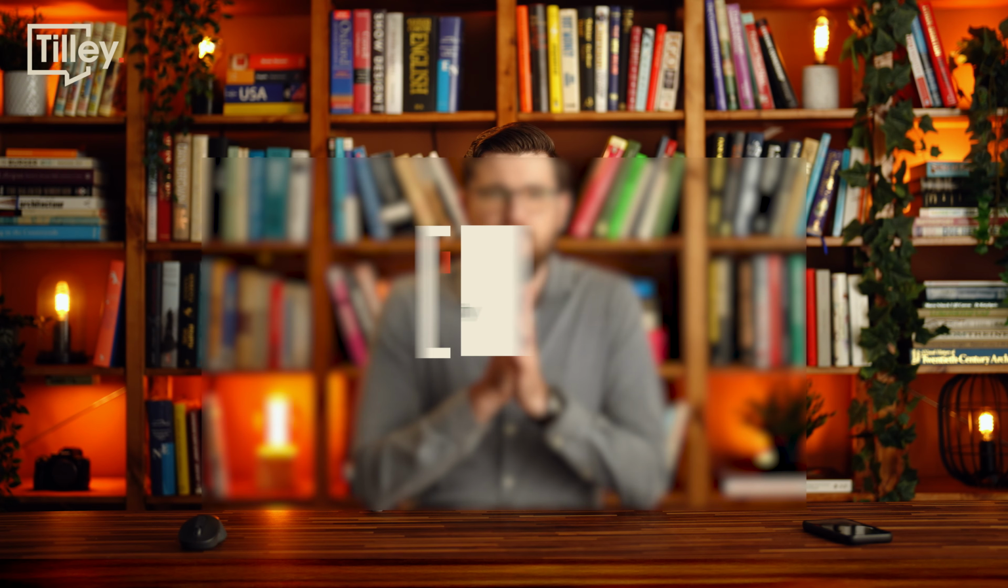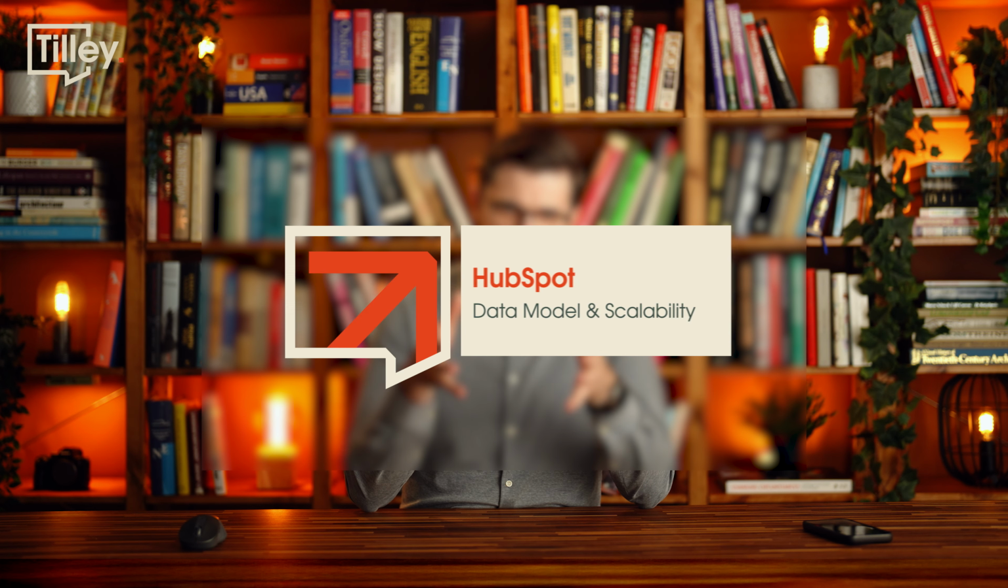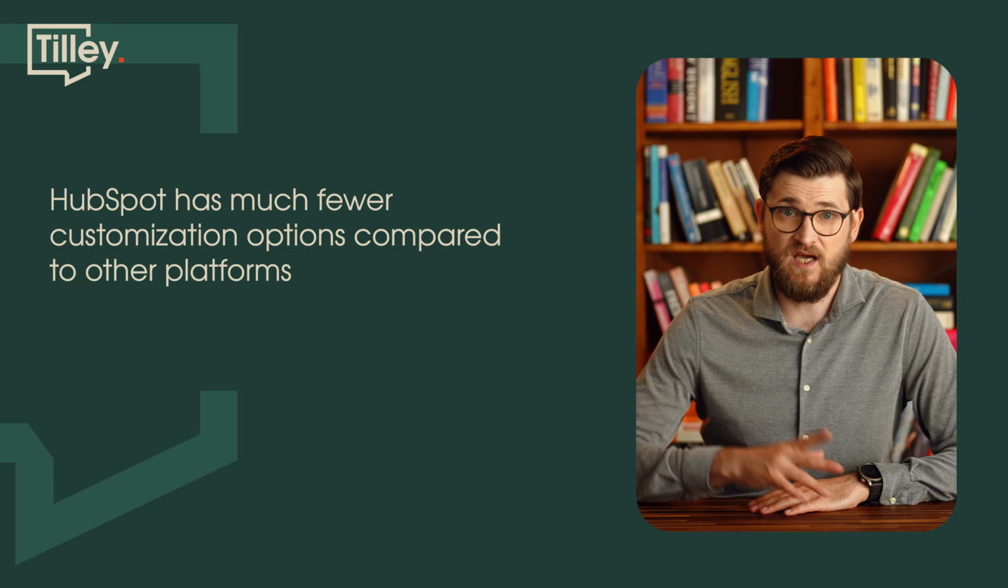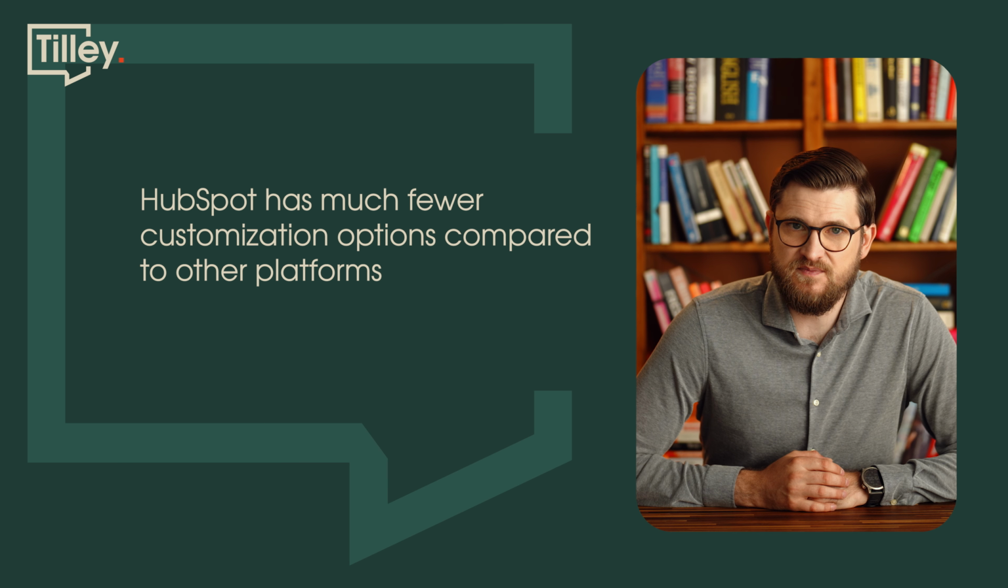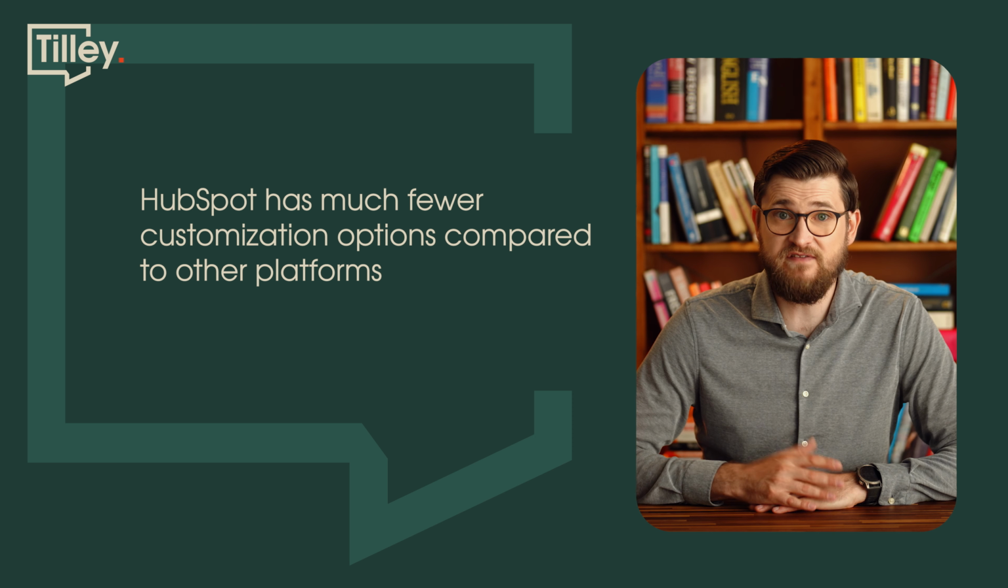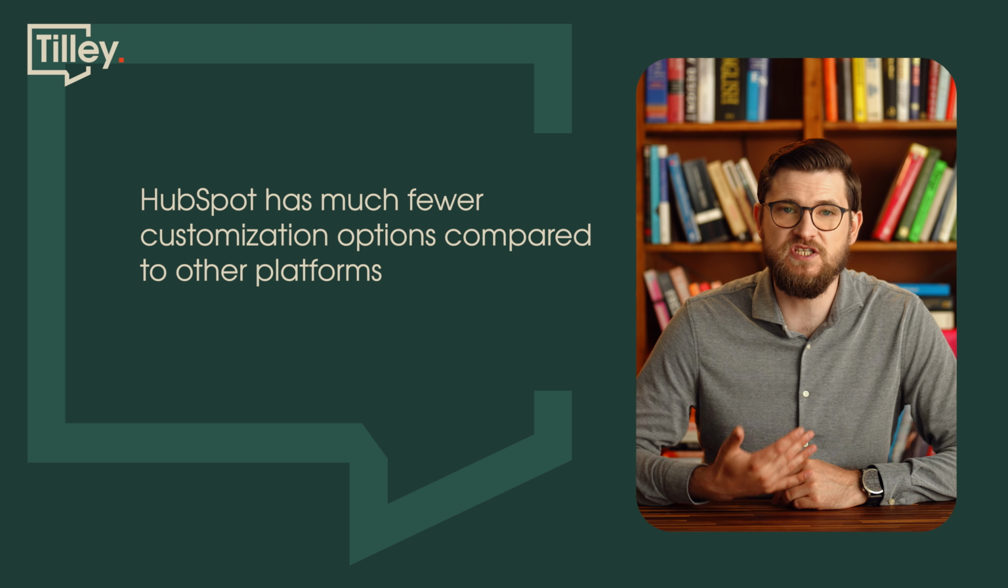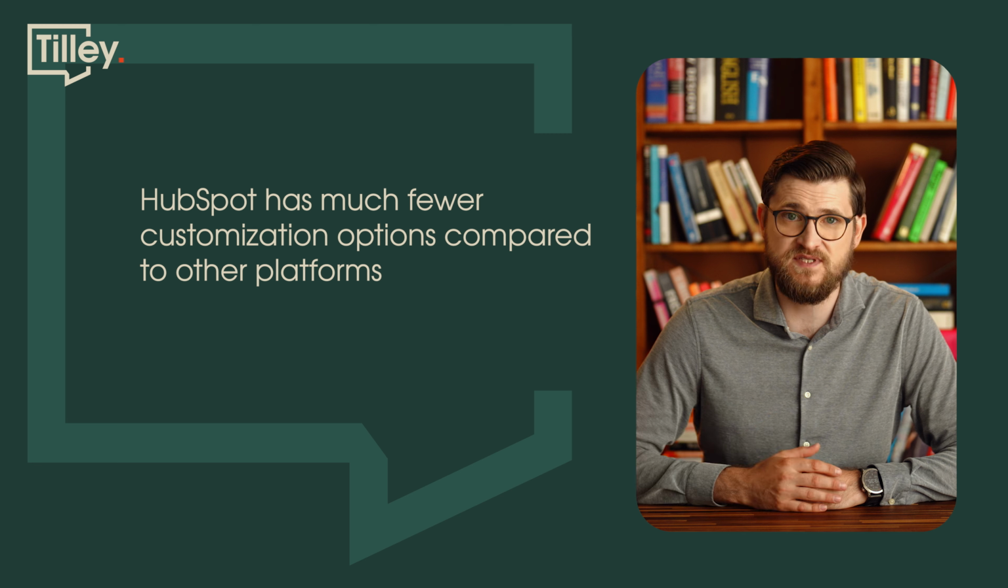And let's talk about data model and so-called scalability. I mentioned earlier that HubSpot doesn't work well with companies with highly customized data models. Let me explain why. HubSpot does allow custom objects. If you are a car dealer, you can create a custom vehicle object with all the fields and relationships you need. HubSpot calls relationships, by the way, associations. However, HubSpot has much fewer customization options compared to other platforms. Even Zoho, which is simpler and cheaper than Salesforce, offers way more customization possibilities.